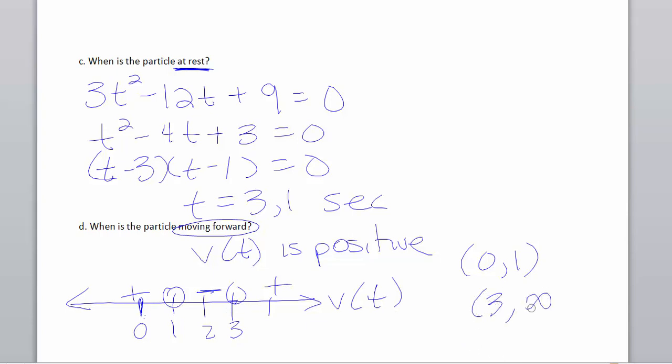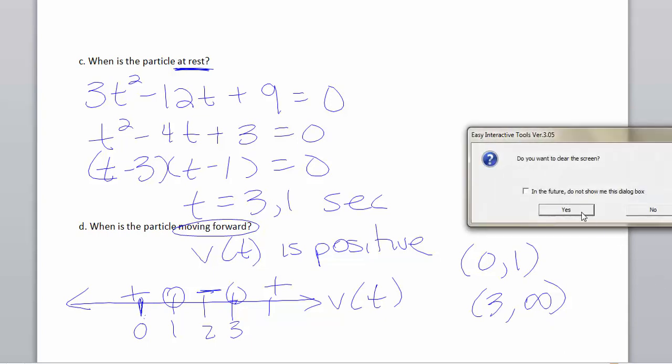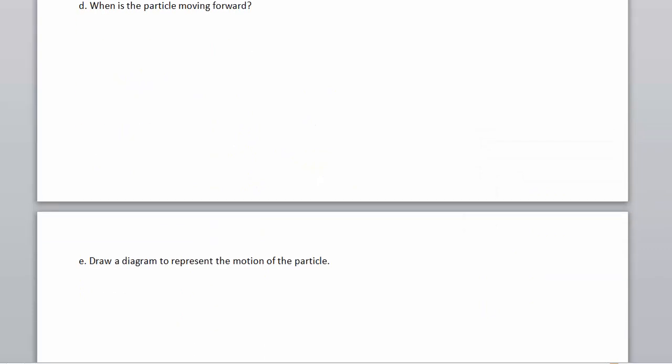If it doesn't tell me, I'm going to write infinity. So forward would be 0 to 1, 3 to infinity. Backward would be 1 to 3. Okay. Pretty simple. Forward, backward.